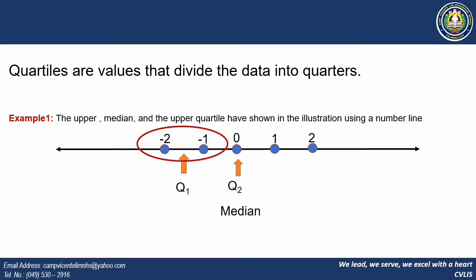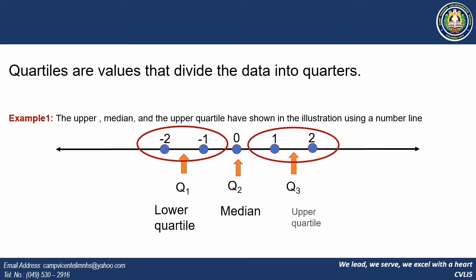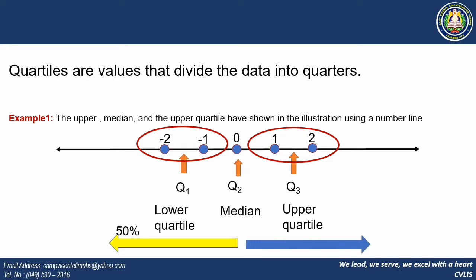The first quartile lies between -2 and -1, which is called the lower quartile. The third quartile, which is represented by Q sub 3 and also known as the upper quartile, lies between numbers 1 and 2. In addition, 50% of the data below the median lie in this place, and another 50% of the data above the median lie in this place.